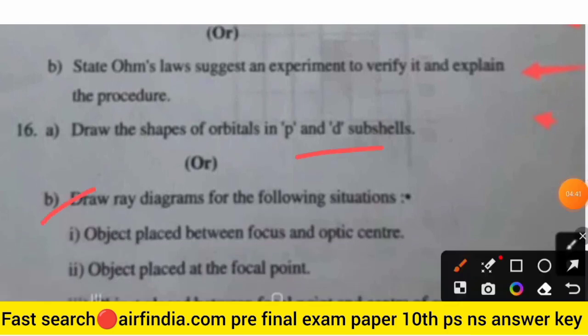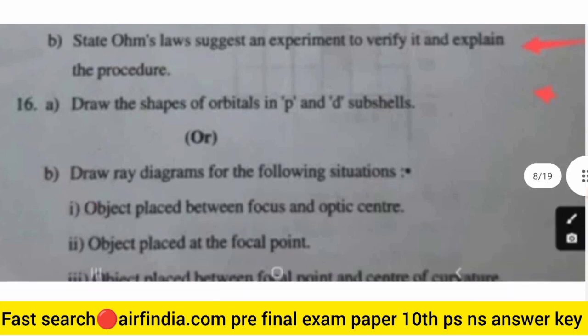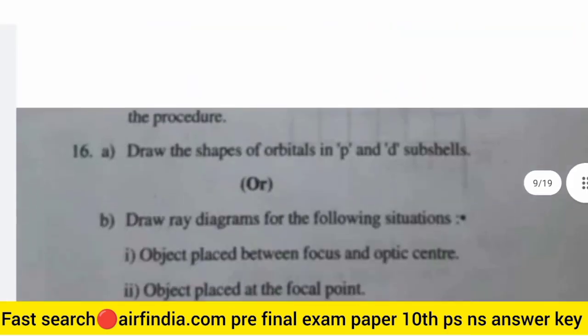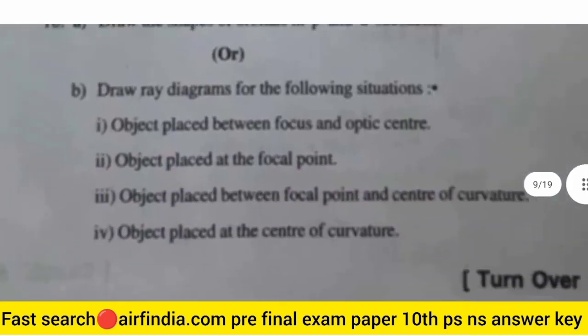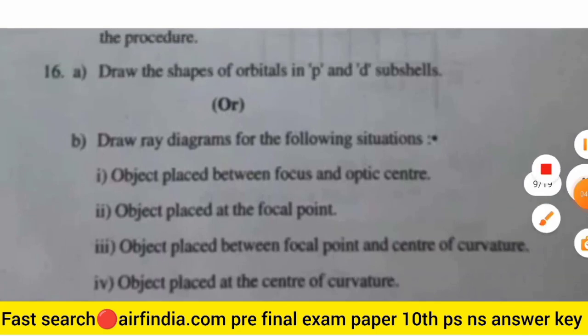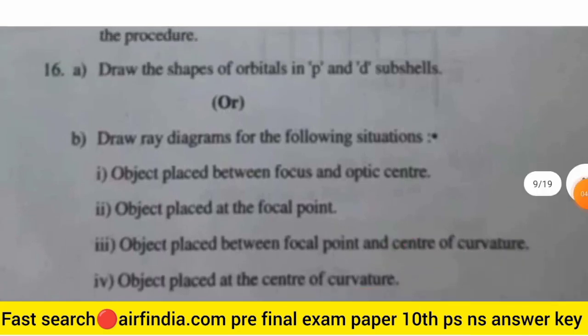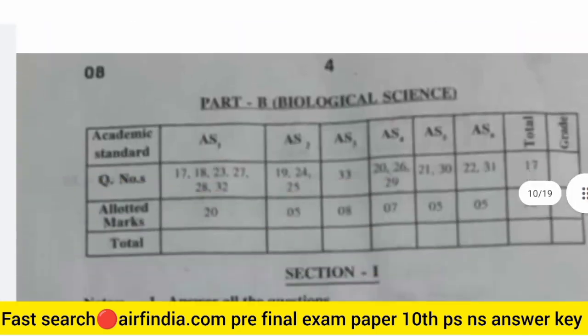Draw ray diagrams for the following situations: object placed between the focus and the optic center, object placed at the focal point, and the last is object placed at the center of curvature. So this is your 16th question, okay? So we go for part B.